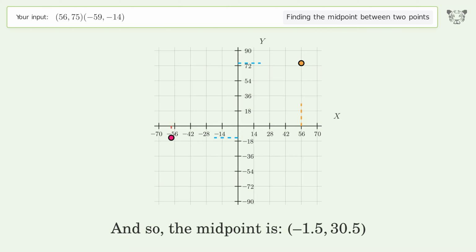And so, the midpoint is negative 1.5, 30.5.